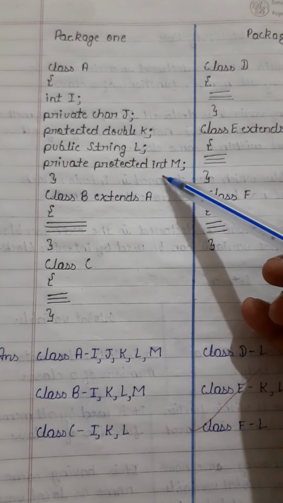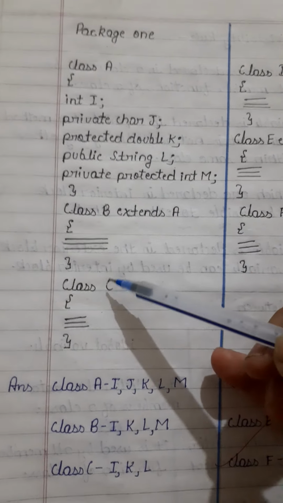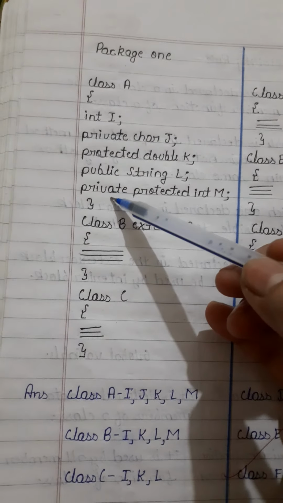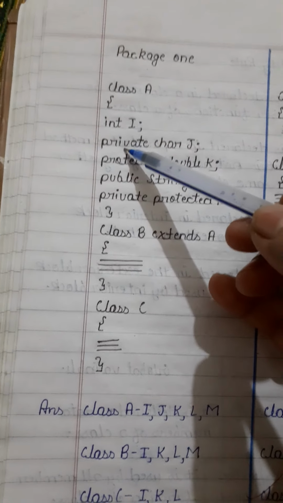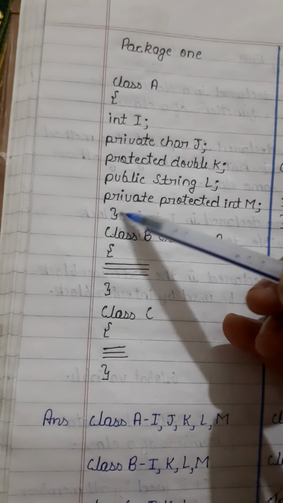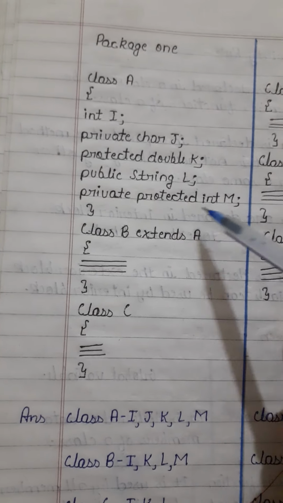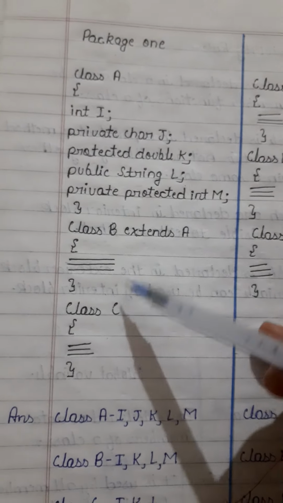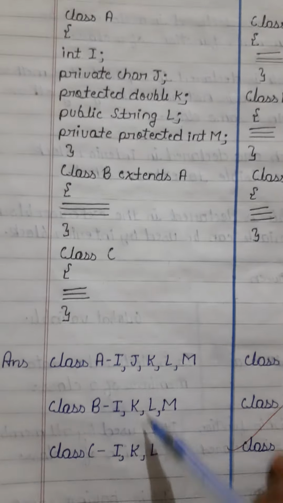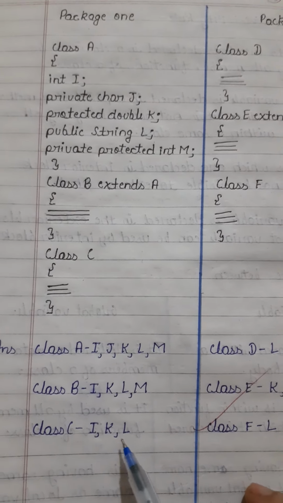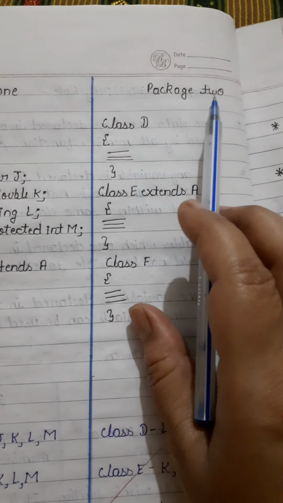Why will it not go? Because C is not a subclass, and because of the private, private says M stays here in A only. So private is telling M that it stays where it was created in A, and protected is saying that it will not go in C because C is not its subclass. So which variables will go? I, K and L.